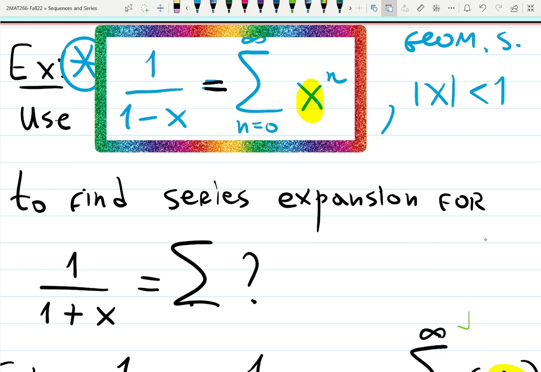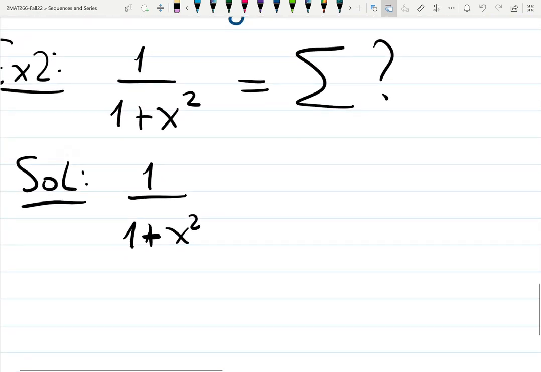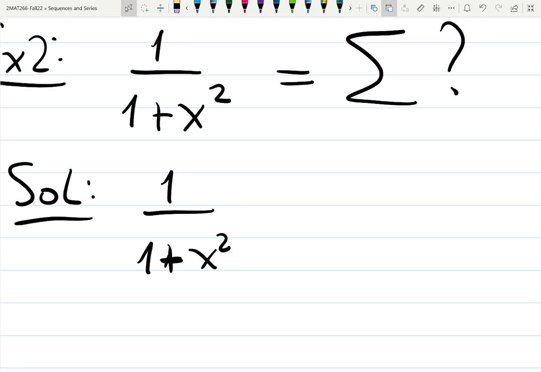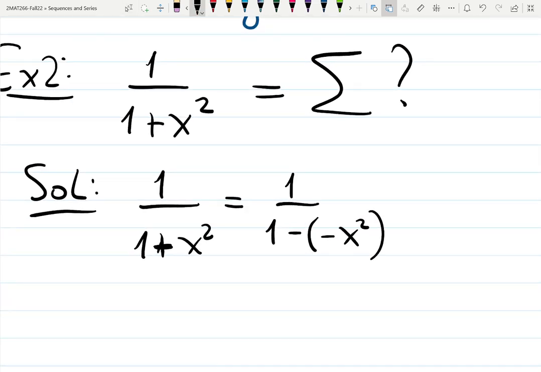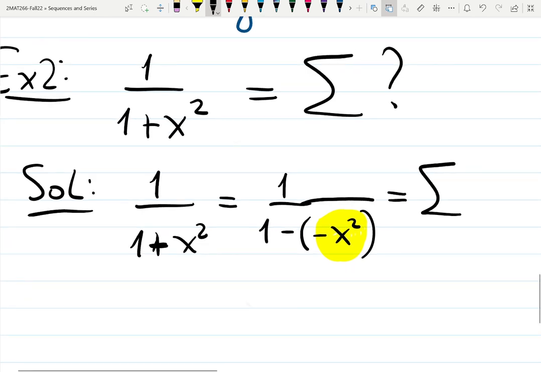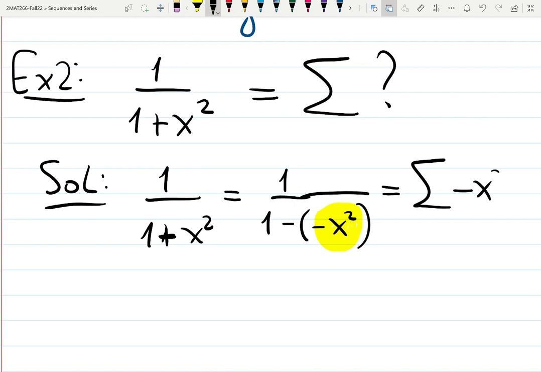So I need 1 over 1 minus x, but I have 1 over 1 plus input. Instead of x squared, we'll say input. So the first trick is exactly the same. 1 over 1 minus. What is the input? Minus x squared. Boom, you're kind of almost done. This is your new input. This is your new u, if you want to see it this way. The original formula was x to the n, or input to the n. This one is minus x squared to the n, n is from 0 to infinity. Agree or disagree? What do you think about this?